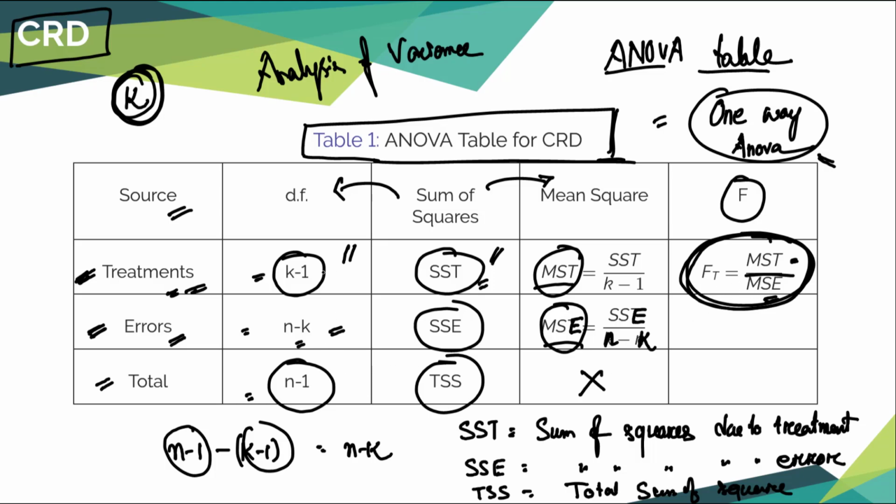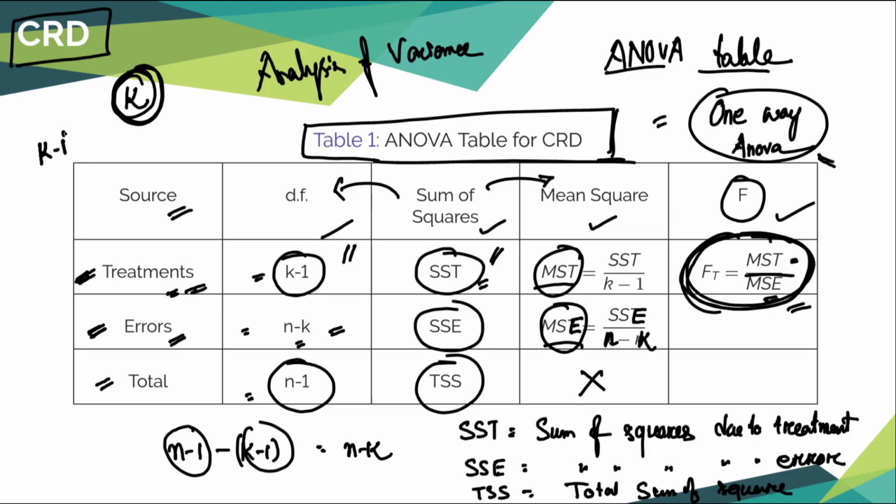You will calculate the values of degrees of freedom, the sum of squares, and the mean squares, and finally you will calculate the value of F. Once the value of F is calculated, you will compare it with the tabulated value. With how many degrees of freedom will you compare this F with the tabulated value?